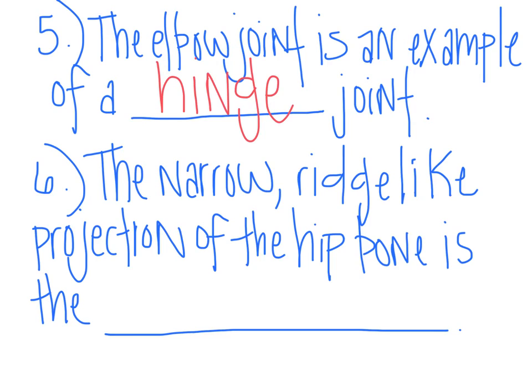Question 6, the narrow ridge-like projection of the hip bone is known as the iliac crest. So again, this is something you should have colored on those flashcards, although I'm beginning to think some of you have not done that yet. Maybe today is a great day for that.